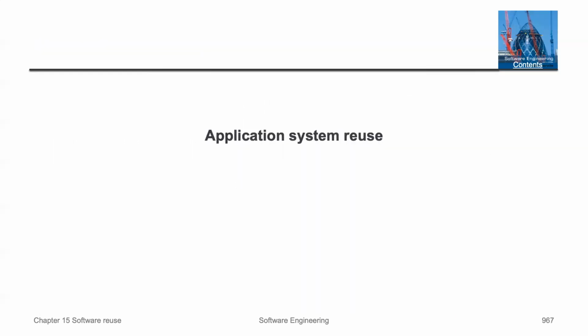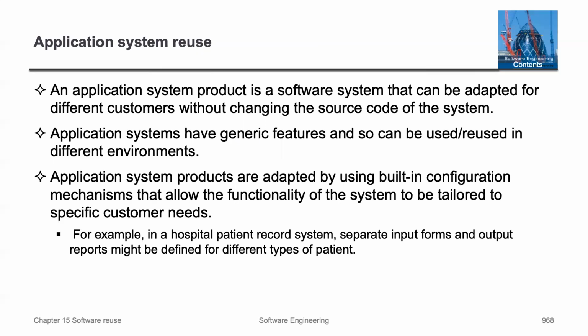Okay, let's talk about application system reuse. An application system product is a software system that can be adapted for different customers without changing the source code of the system. The application system has generic features and so can be used or reused in different environments. Application system products are adapted by using built-in configuration mechanisms that allow the functionality of the system to be tailored to the specific customer needs. An example would be a hospital patient record system, where separate input forms and output records might be defined for different types of patients.